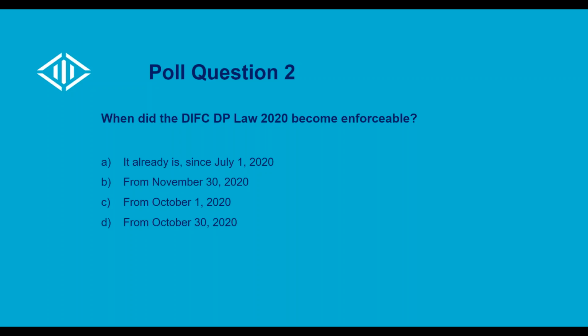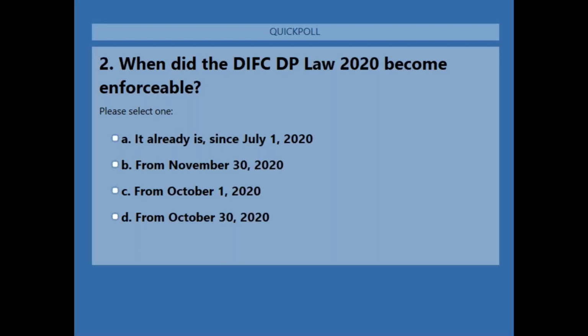We talked about it. The answer was given to you already. Hopefully you remember, as I said. But the key word here, I should say, is enforceable. When did the DIFC data protection law actually become enforceable? It's already enforceable since July 1st. It was enforceable from November 30th, from October 1st, or October 30th. If you could open the poll now. Yep, there we go. Poll is open. We'll give you some time to answer this question.